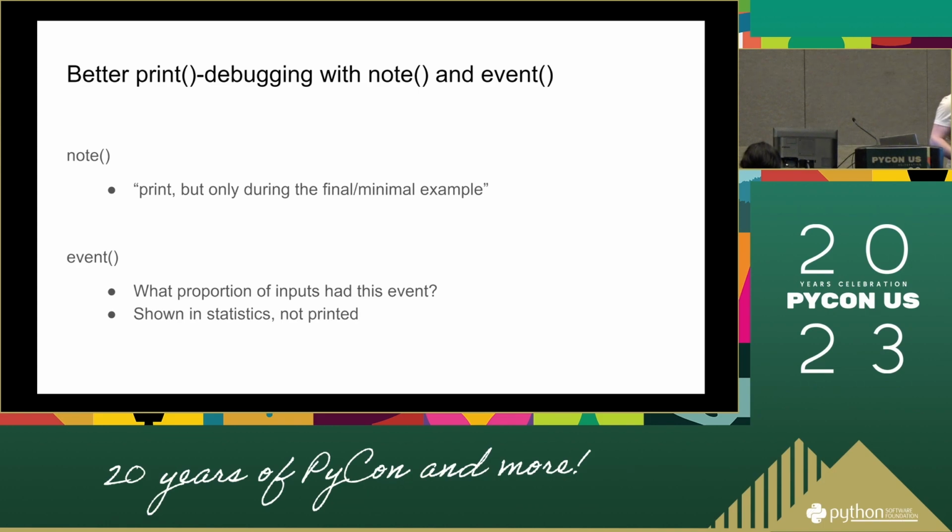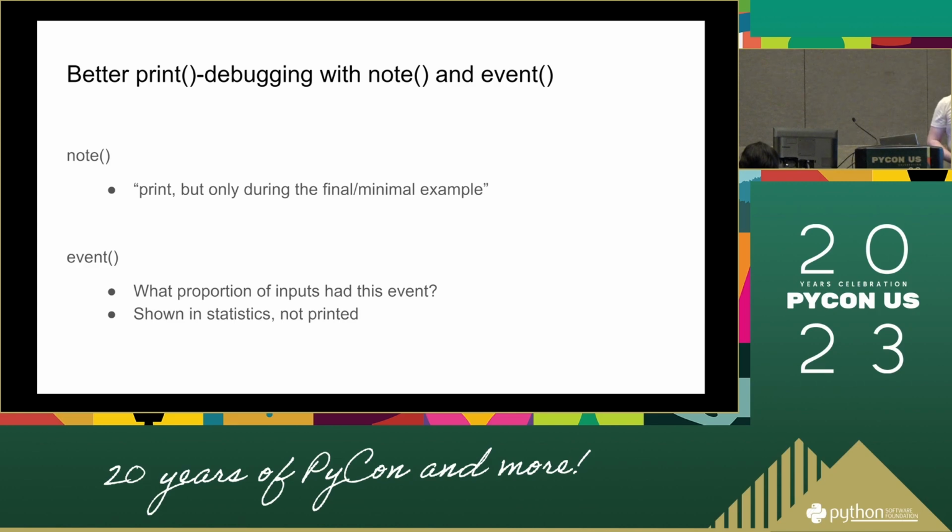So there's two improvements. The first is the note function. Hypothesis.note is basically print, but only during the final example. This means that you only see the prints associated with the input that Hypothesis displays for you. Nice little sanity-saving maneuver.